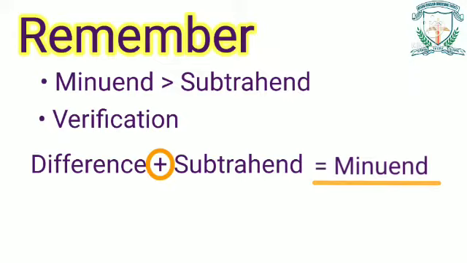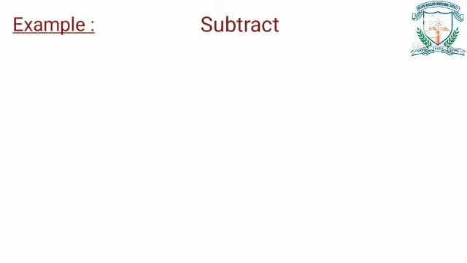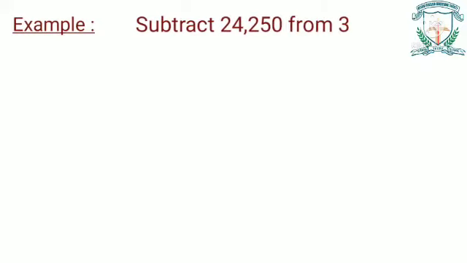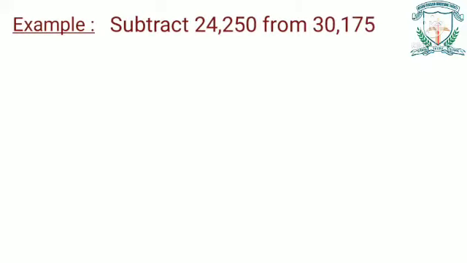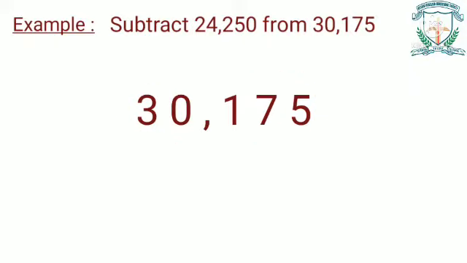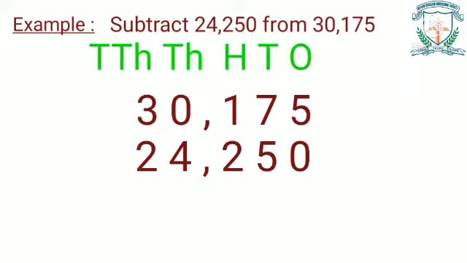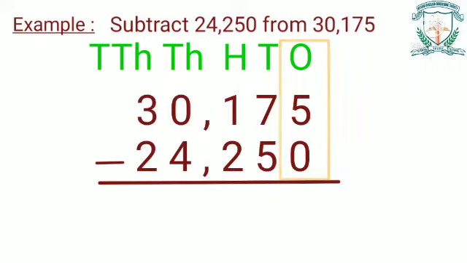Let us understand this with an example. Subtract 24,250 from 30,175. Here, 30,175 is a minuend and 24,250 is a subtrahend. Arrange the minuend and the subtrahend in a place value chart. Now, let us start the subtraction from one's place digits.